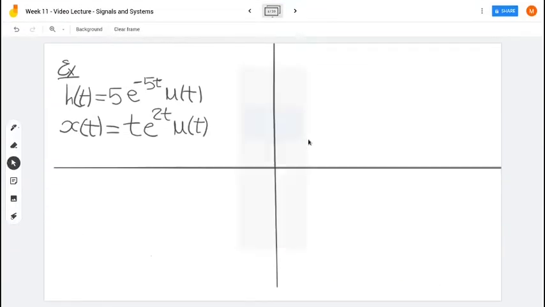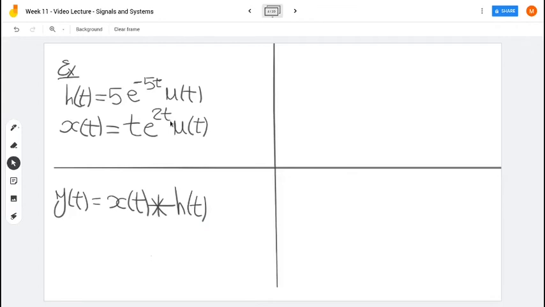So moving to our whiteboard over here, h of t is 5 e to the minus 5t u of t, and x of t is t e to the power 2t u of t. And since we have an LTI system, the output can be simply computed using the convolution between the input x of t and the impulse response h of t. But doing the convolution over here is not an easy task, since we have t e to the power 2t, it will not be easy.